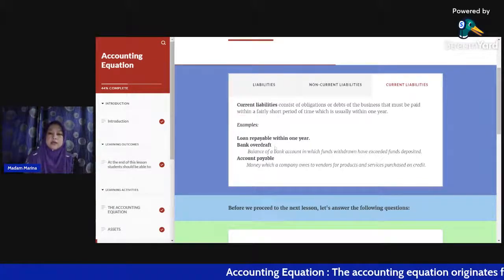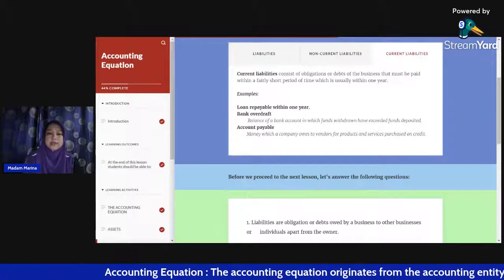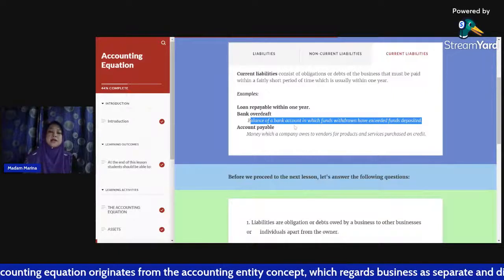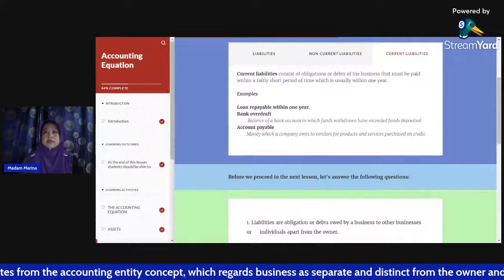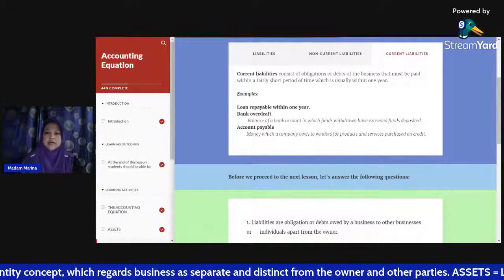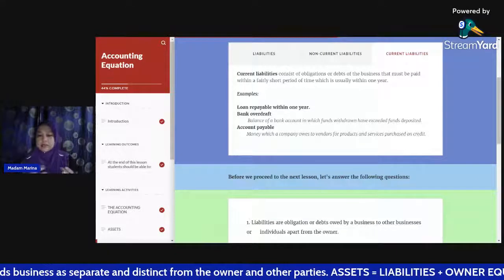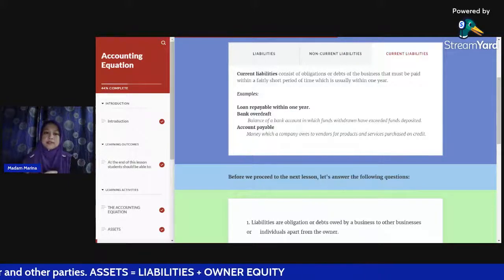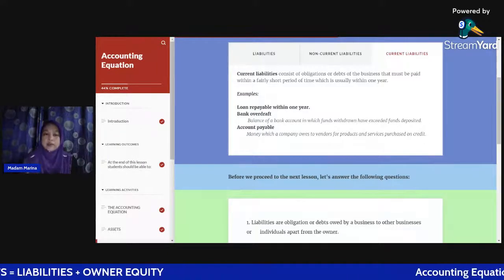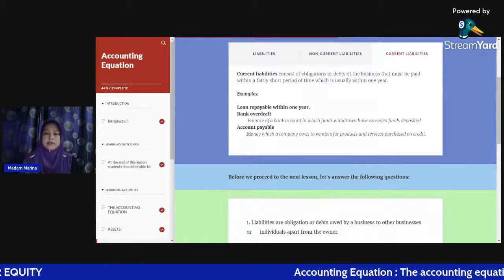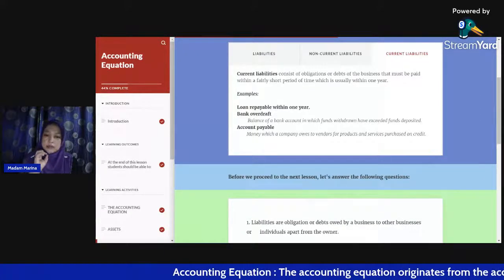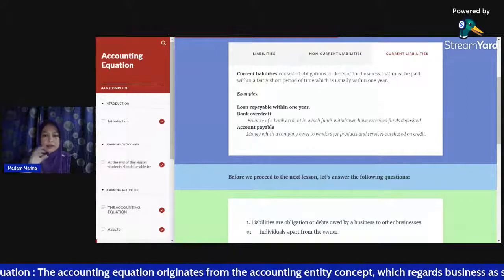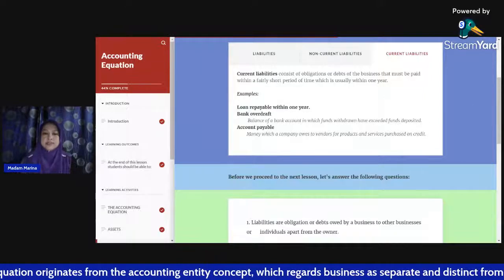Bank overdraft. Overdraft is actually the balance of a bank account in which funds withdrawn have exceeded funds deposited. For example, I have a balance in my current account of 10,000, but I withdraw 15,000 because I have bank overdraft facilities approved by the bank. So I have 5,000 bank overdraft. I withdrew cash from the bank exceeding what I have in my current account. So that is a bank overdraft.